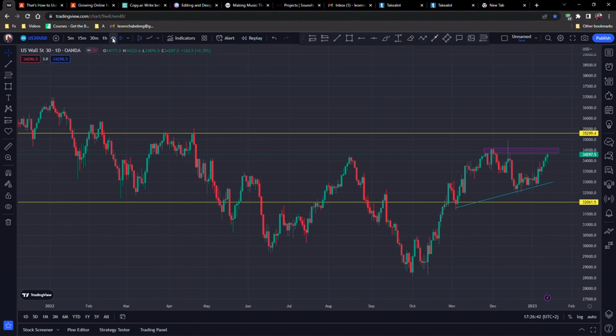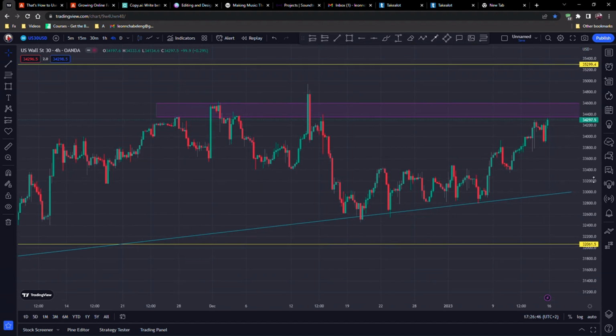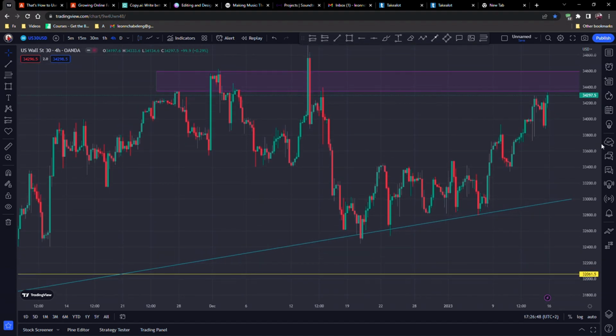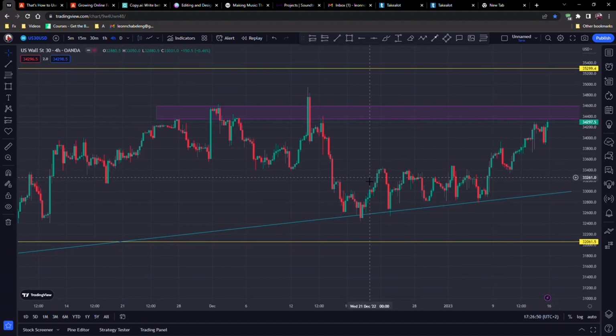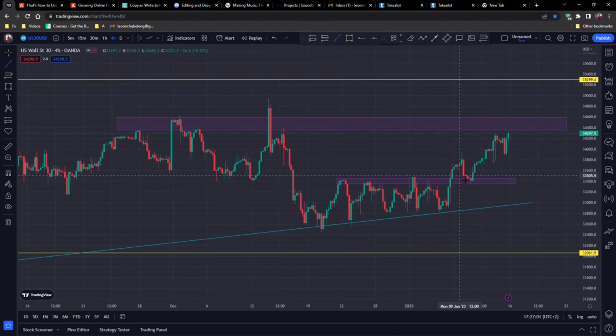And if we go to the 4-hourly time frame, you can see now on the 4-hourly time frame that this area right here is another support area, because the market did break above it and come back for a retest, making that area a strong support area. You can see that we are looking at this area here.